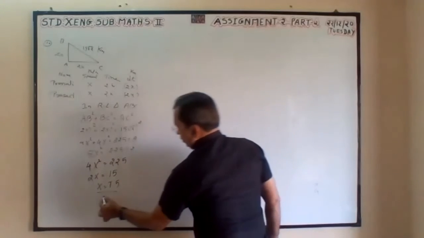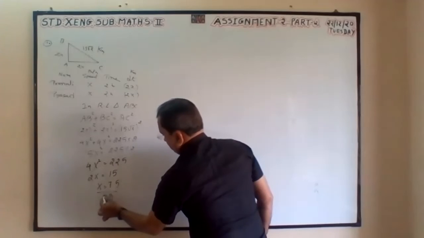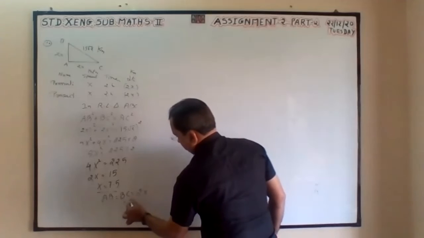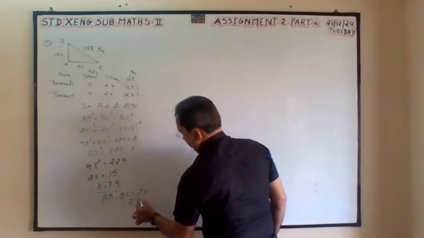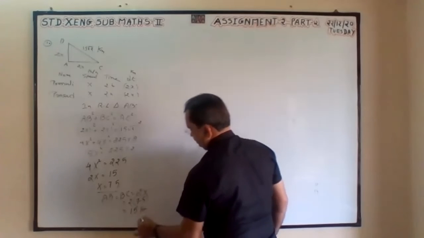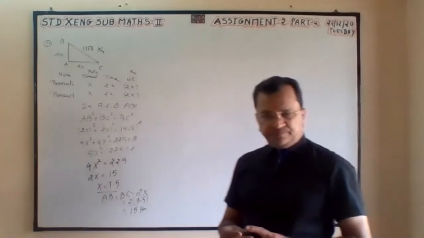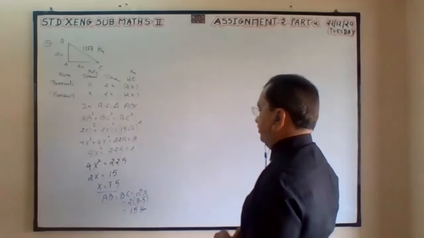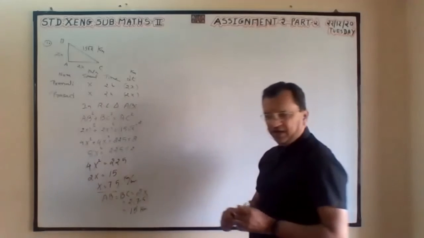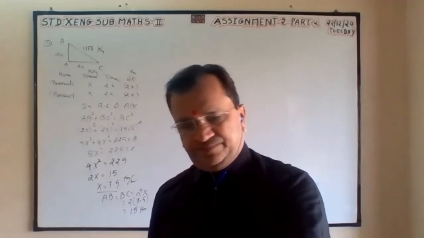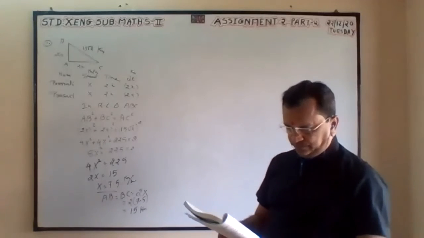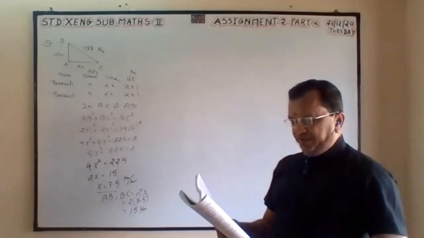Correct. So AB is equal to BC, 2 times 7.5, 15 kilometer. So the speed that we have considered x, that is kilometer per hour. In 1 hour 7.5 kilometer. 11th, very important.